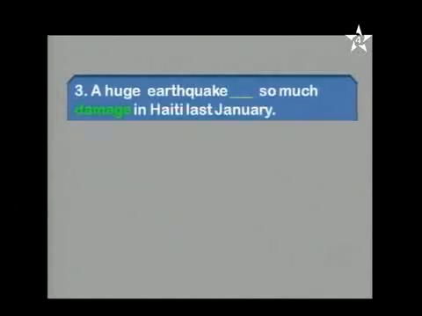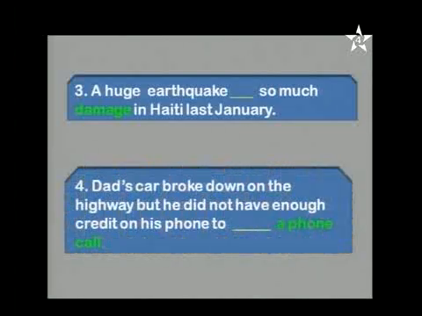Number 3, a huge earthquake blank so much damage in Haiti last January. And number 4, Dad's car broke down on the highway, but he did not have enough credit on his phone to make or do a phone call. Number 3, so what is it? Good, did. So to do damage. A huge earthquake did so much damage in Haiti last January. And number 4, Dad's car broke down on the highway, but he did not have enough credit on his phone to make a phone call.